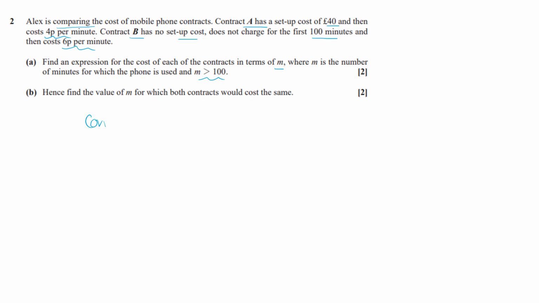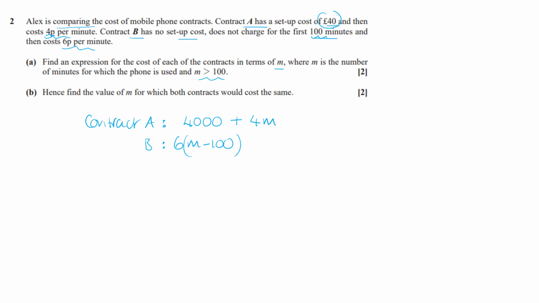So for contract A, we have got a setup cost of 40. Now that's in pounds, but then this is in 6p per minute. So let's put the £40 in pence. That will be 4,000 pence plus 4m. So every minute you have, it's 4 pence. Then contract B, because we get the first 100 free, we'd have to do m minus 100. So then we just get charged for what we have after 100, and that's going to be times 6p per minute for B. So that is our expressions for A and B.